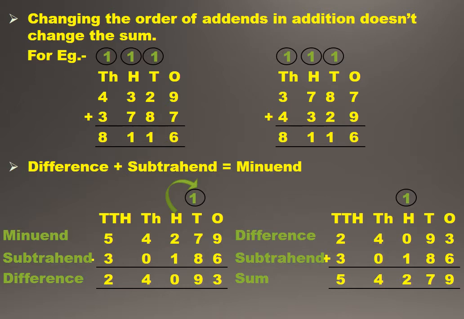1, 2 and 8. Adding these three numbers, we will get 11. Place 1 on tens place and carry forward 1 to hundreds place. 1 plus 3, 4 plus 7, again 11. Place 1 on hundreds place and carry forward 1 to thousands place. We will have 1 plus 4, 5 plus 3, 8. So, our sum is 8,116.